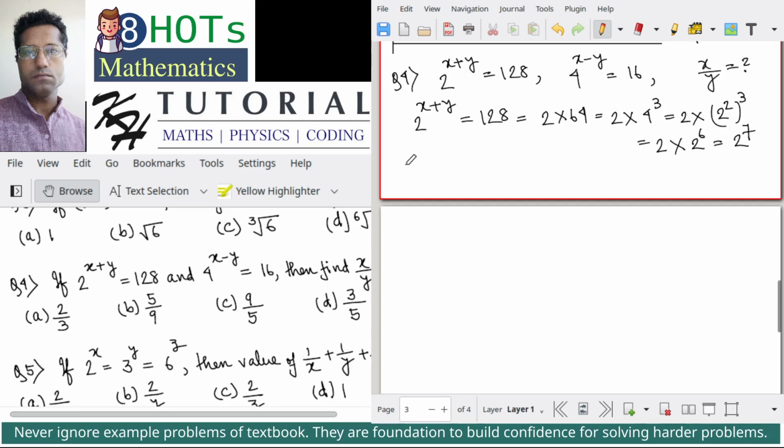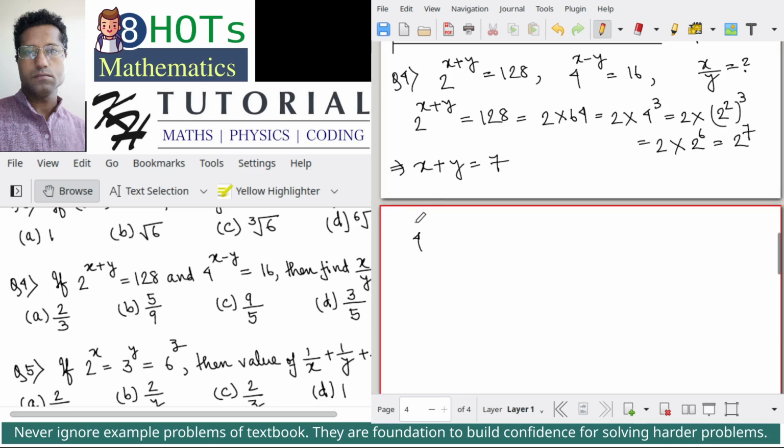So this implies I now have 2 to the power x plus y is equal to 2 to the power 7. Both are in exponential form and the bases are the same, 2, so the powers must be the same. So we must have x plus y is equal to 7. So we got one equation connecting x and y. Similarly, from the second equation we will get another equation.